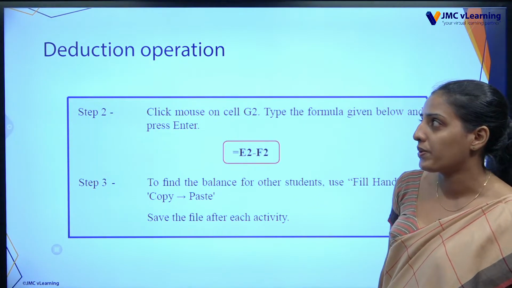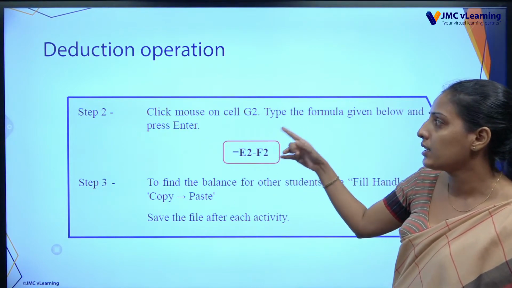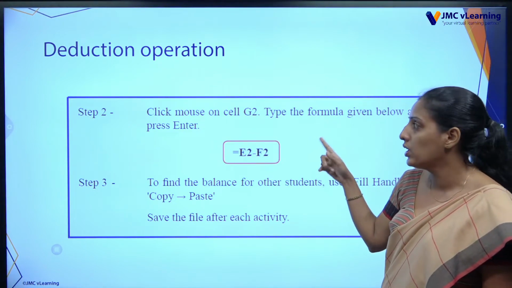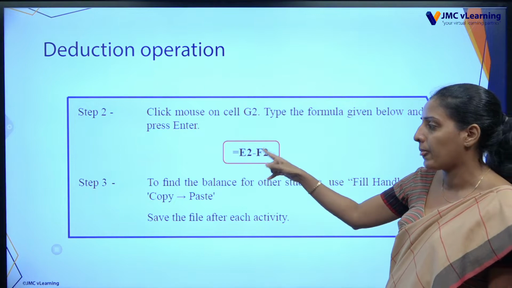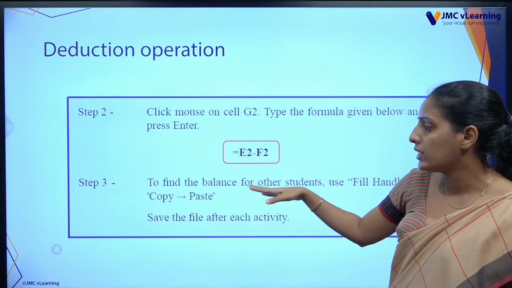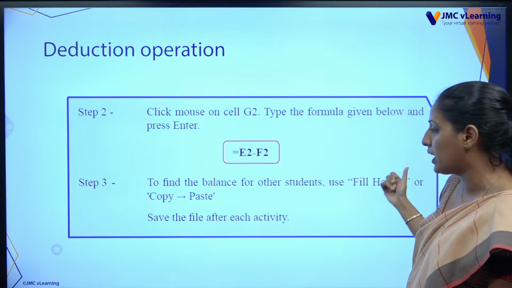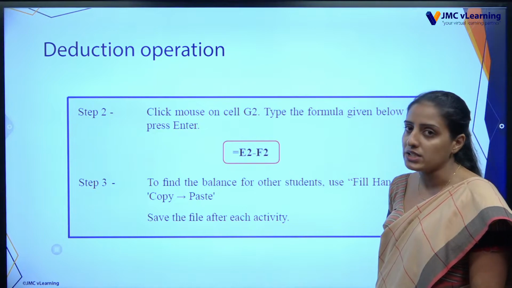Now the deduction operation. After you copy that printing data, click the mouse on cell G2, type the formula given below and press enter. Equal E2 minus F2. To find the balance for other students, use the fill handle or copy paste operation. Save the file after each activity.